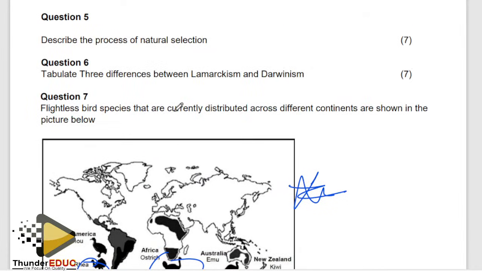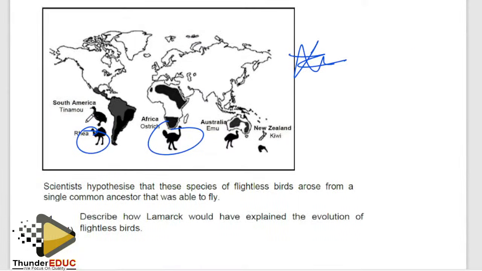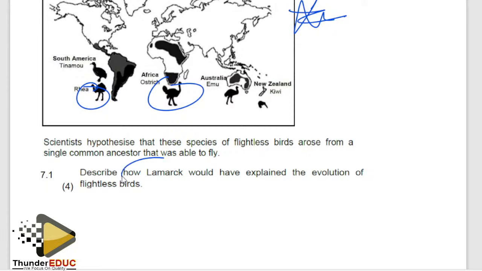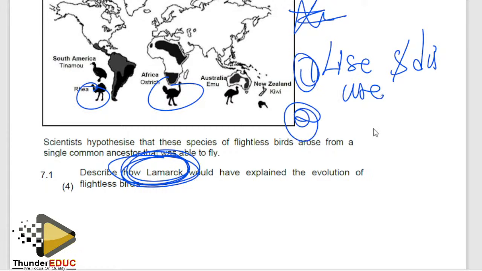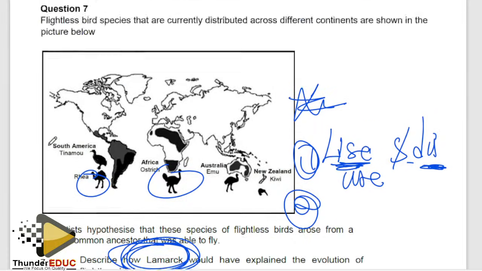The same flighted birds are currently distributed across different continents, and then the picture. So you see it. Now, whenever they ask you to use Lamarck's theory, you talk about 2 laws: the law of use and disuse, then number 2, the law of inheritance of acquired characteristics. These two cannot be used at the same time. Never. We will either do the use or the disuse. So you have to pick one depending on what they have asked you.